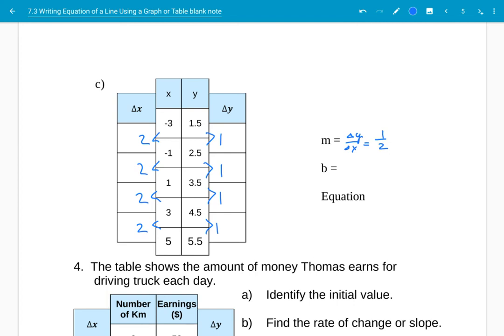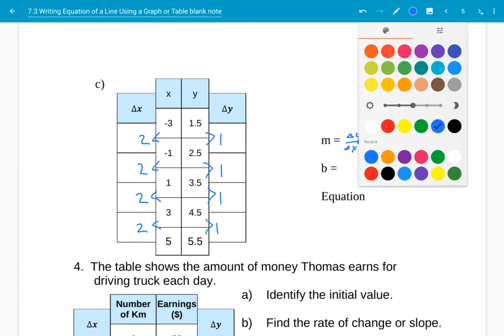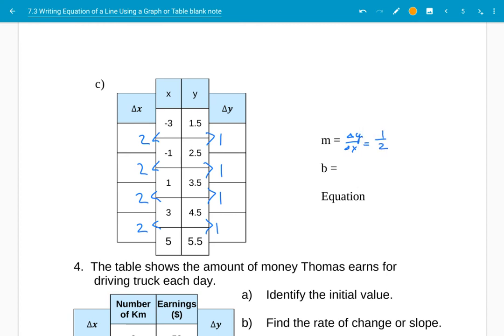And x is 0 when? I'm trying to get the y-intercept. Well, it would be here in the table, so I'm just going to sort of add it in. It's right in the middle. So what's in the middle of -1 and 1? Well, 0. Good. So what's in the middle of 2.5 and 3.5? Well, it's 3.0, so just 3. Y equals mx plus b. Y is equal to 1/2 x plus 3.